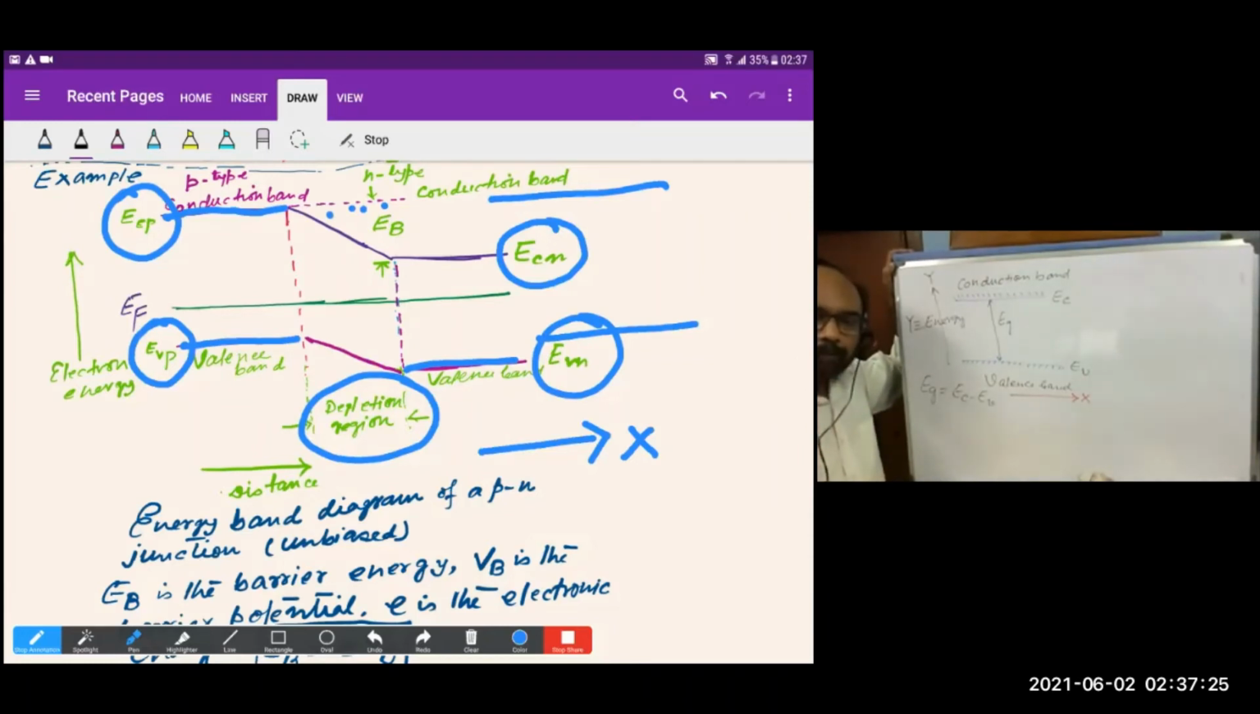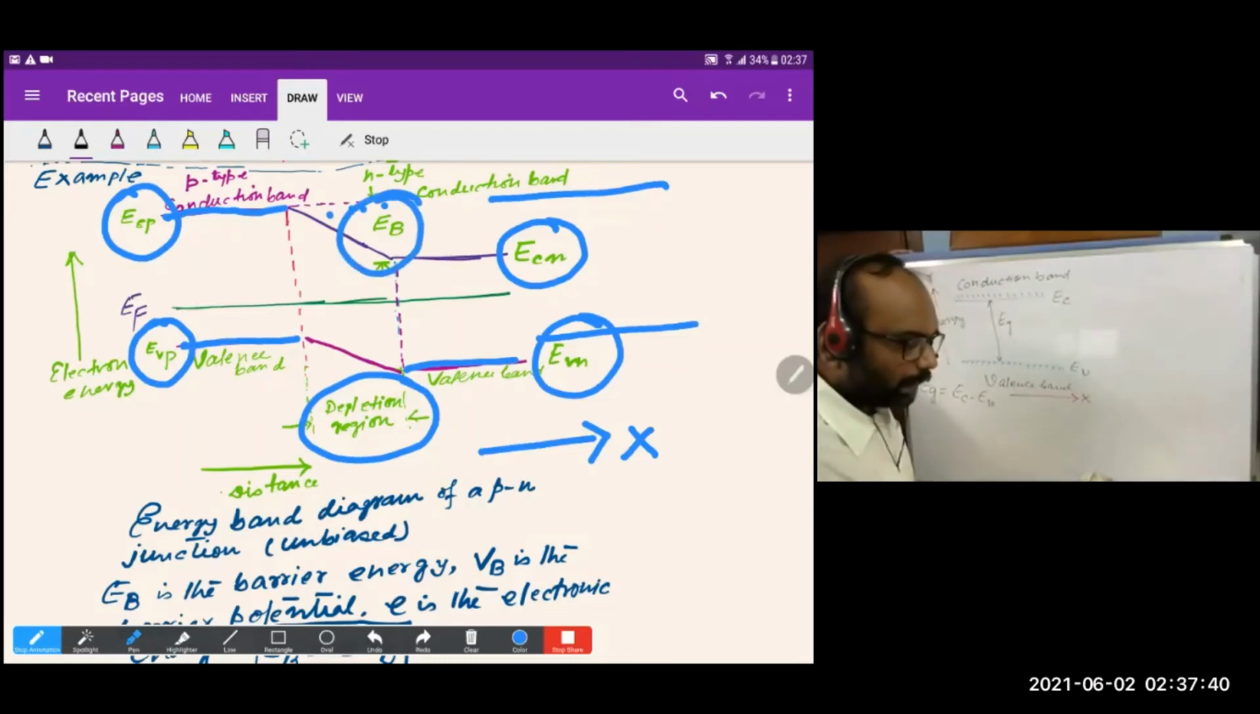Due to the merging of P-type and N-type, our conduction band of the N-type material is a little bit lower. And EB is the barrier energy, which we know.